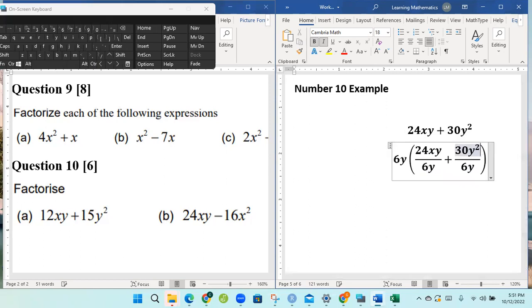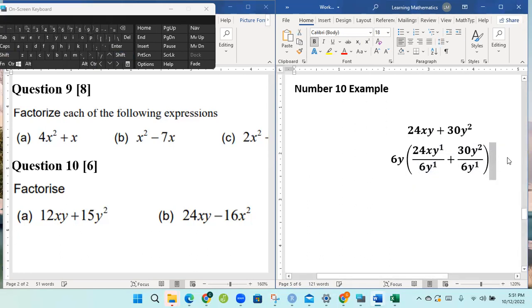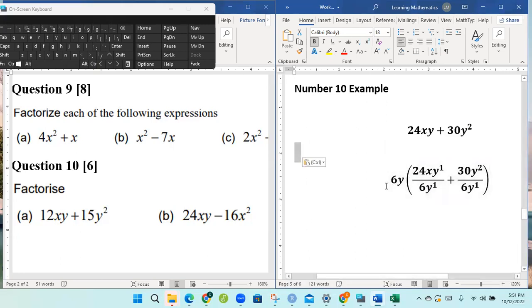Do we have to subtract powers? Yes, because this is y to the 1, and this is y to the 1. This is y to the 2, and this is y to the 1. We have to subtract powers because we are dividing letters. Once you divide letters, you have to subtract their powers. When you multiply letters, you add their powers. When you divide letters, you subtract their powers, or you subtract the exponents. So we're going to have the 6y outside of the bracket.